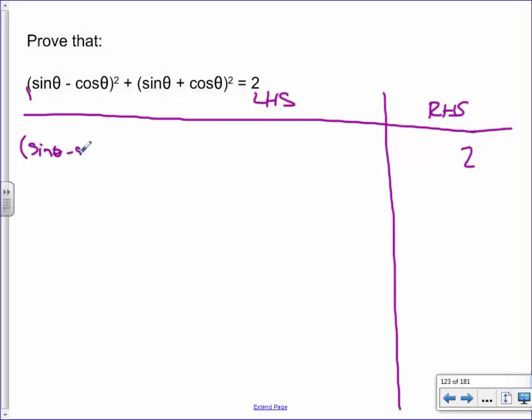Sine theta minus cos theta next to another sine theta minus cos theta. And then next to that, I have the same thing only added: sine theta plus cos theta next to another sine theta plus cos theta. All right. Any thoughts what we could do? When you write them next to each other, what does that mean to do? FOIL them. Let's FOIL them.